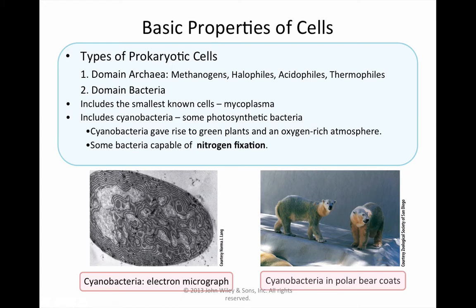There are also some bacteria that are capable of fixing nitrogen as well. This means that it will take nitrogen gas and convert it to something like ammonia, which can then be converted into things like amino acids, which are used to build proteins for the cell to use.